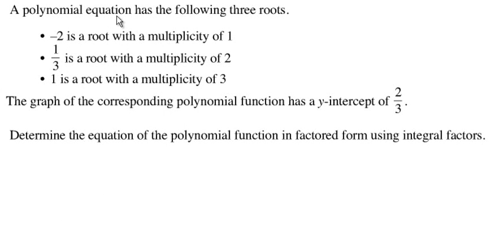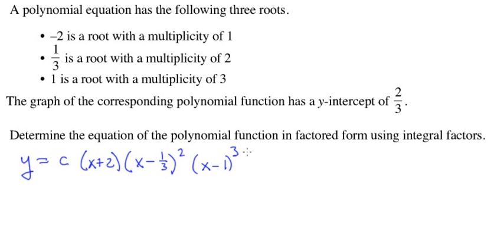Okay, a polynomial equation has all kinds of roots with all kinds of multiplicities, and they want us to build it up. So this shouldn't be too bad. I'll put in a c value here just so we don't forget, and we get negative 2 is a root, which means x plus 2 is one of our factors, and it's of multiplicity 1, so that's to the first power. 1/3 is a root, which means x minus a third is a factor, and that's of multiplicity 2. And 1 is a root, which means x minus 1 is a factor, and that's of multiplicity 3.